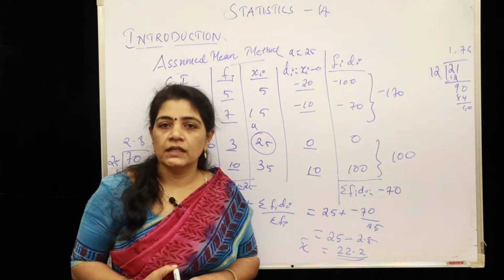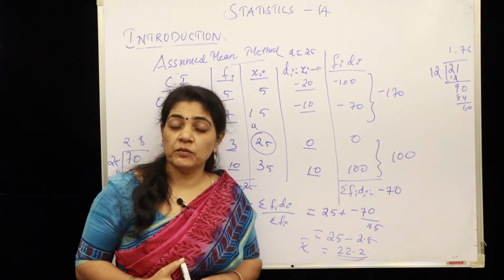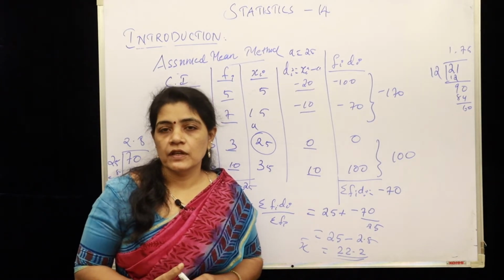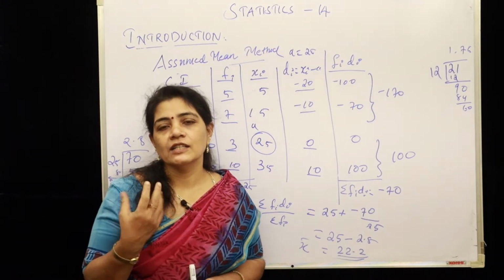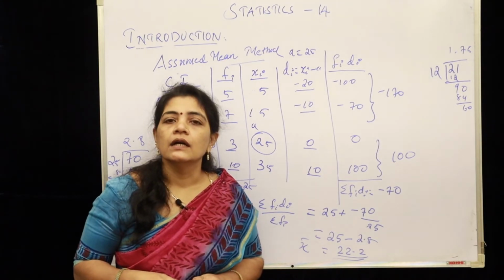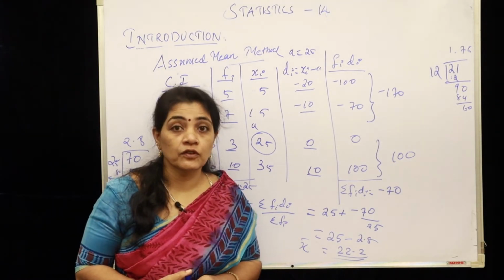We have one more method to find the arithmetic mean for a continuous frequency distribution, that is the step deviation method. But that method is deleted from our portion for this year.